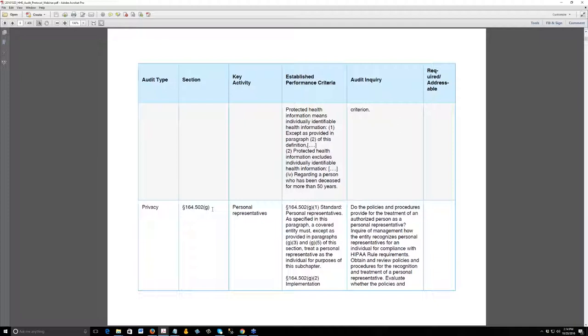So 502G, personal representatives. This one is really complex because determining who's a personal representative is a question of state law, not federal law. So I would ask, just a show of hands, how many people have a decision tree prepared by their counsel that shows them whether or not they should accept a person's credentials when they say they're a legal representative of the patient, and therefore your organization should share PHI with them? Because that's what's at stake here. Personal representatives can have the PHI of the patient. The patient may be a minor, the patient may be incapacitated, et cetera.